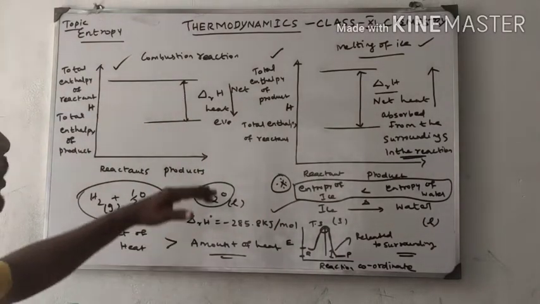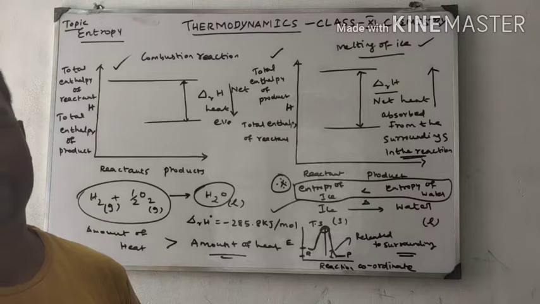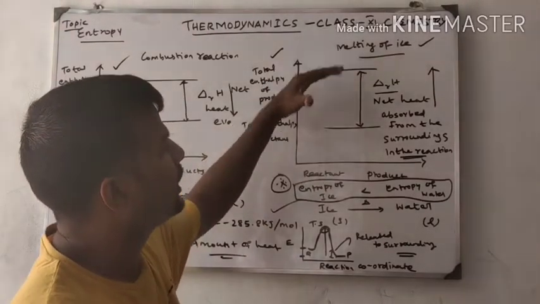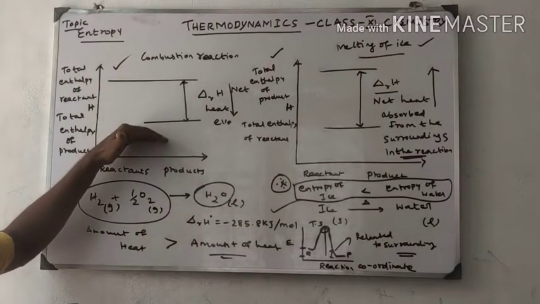These are the very important terms based on the class. This I have already explained, so there is no need for further explanation. Just go through your textbook. Melting of ice is an example of an endothermic process. Combustion is an example of an exothermic process.